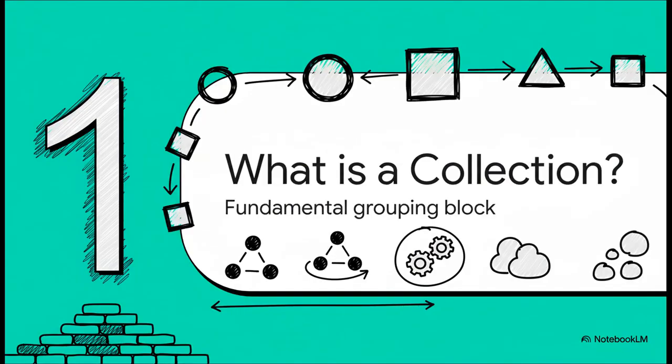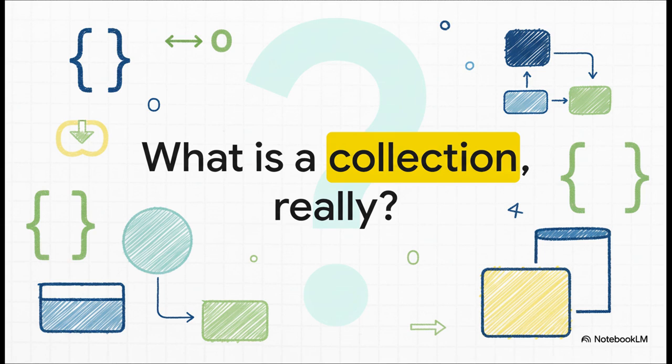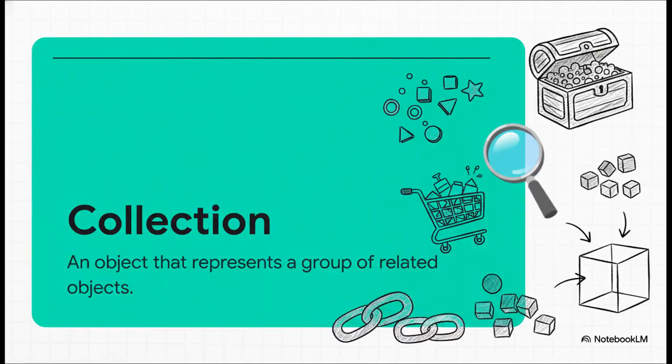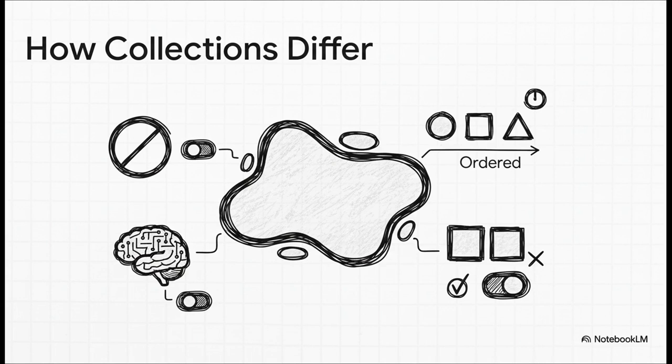Okay, let's start at square one. We gotta build a solid foundation. So yeah, let's just ask it plainly. What is a collection really? It's a term that gets thrown around all the time in Java, but what does it actually mean under the hood? The core idea is surprisingly simple. At its heart, a collection is just an object that represents a group of other objects. That's it. Think of it like a digital container, a box, a bag, whatever, that you use to hold your data together.